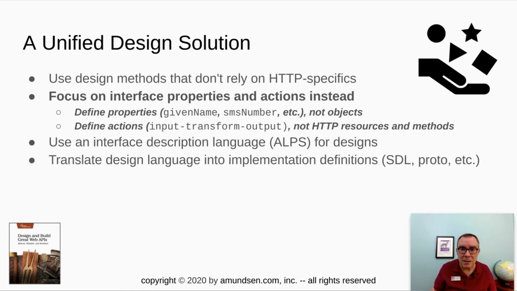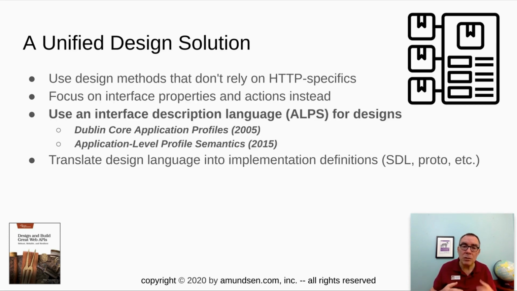We don't need HTTP resources that have methods on them. We don't say post to the customer URL. We need to say, I need to update a customer. And that's going to be much more universal when we move to something like gRPC or we create something in GraphQL. So that means we've got to document this in some kind of generalized way. And that means using an interface description language, not a definition language, but a description language for our designs.